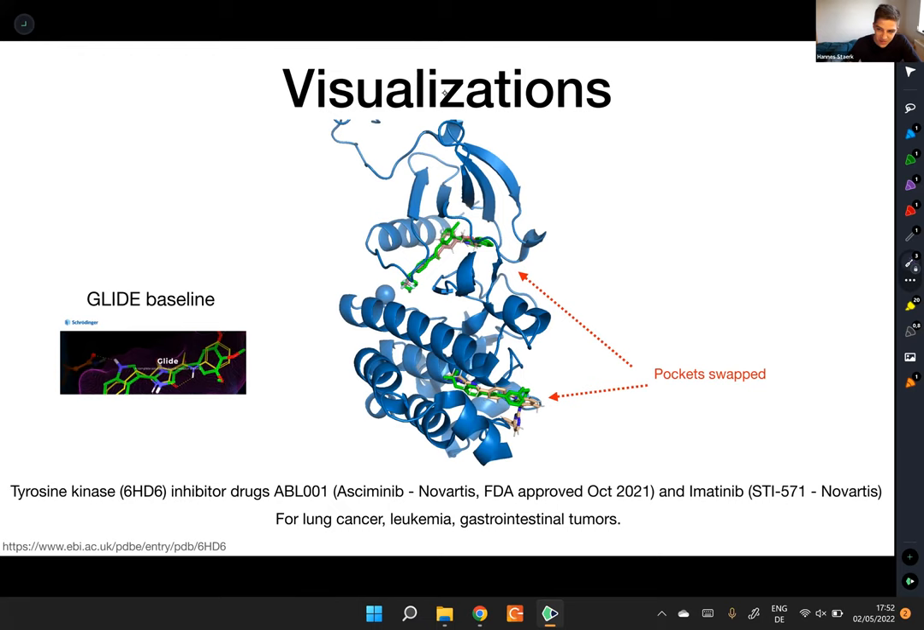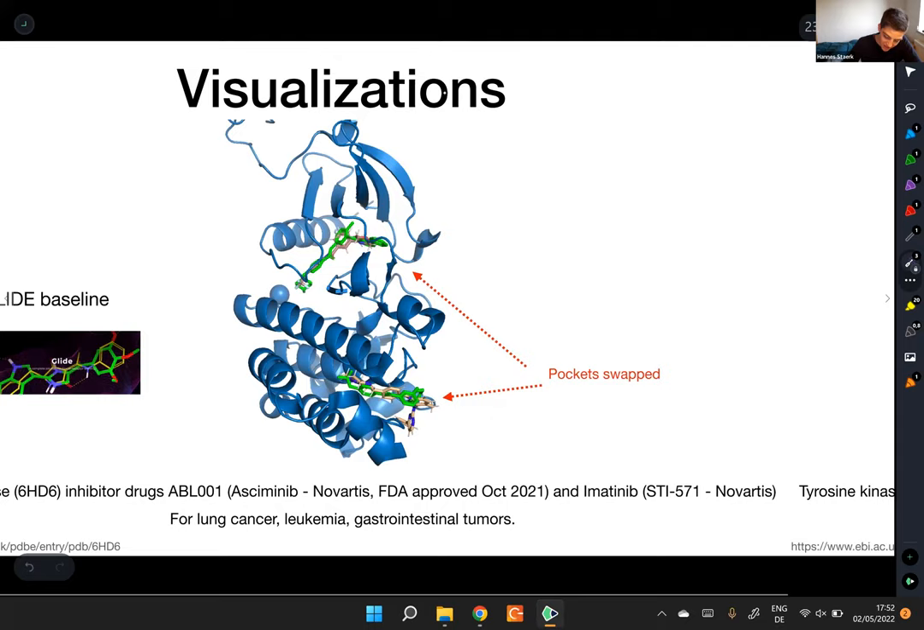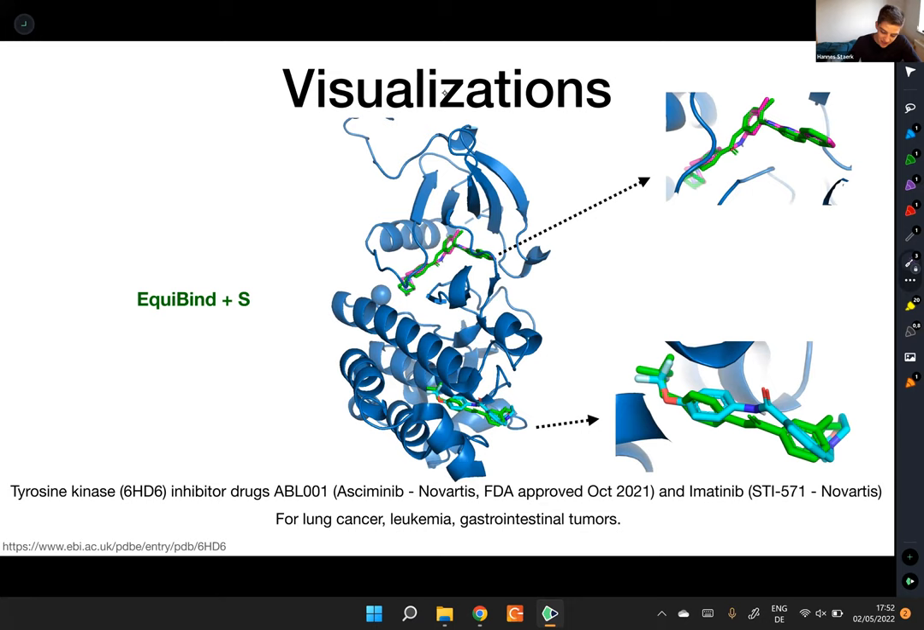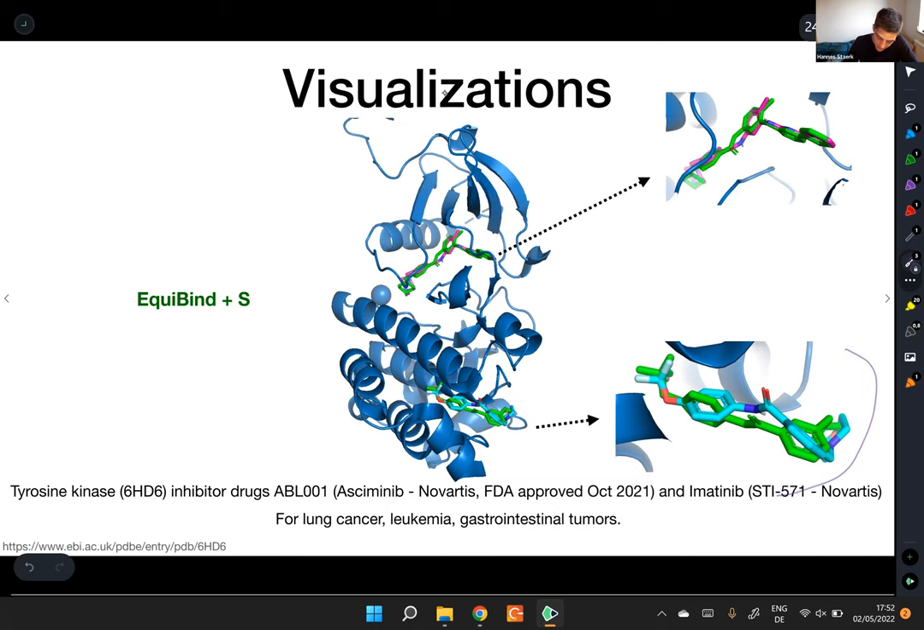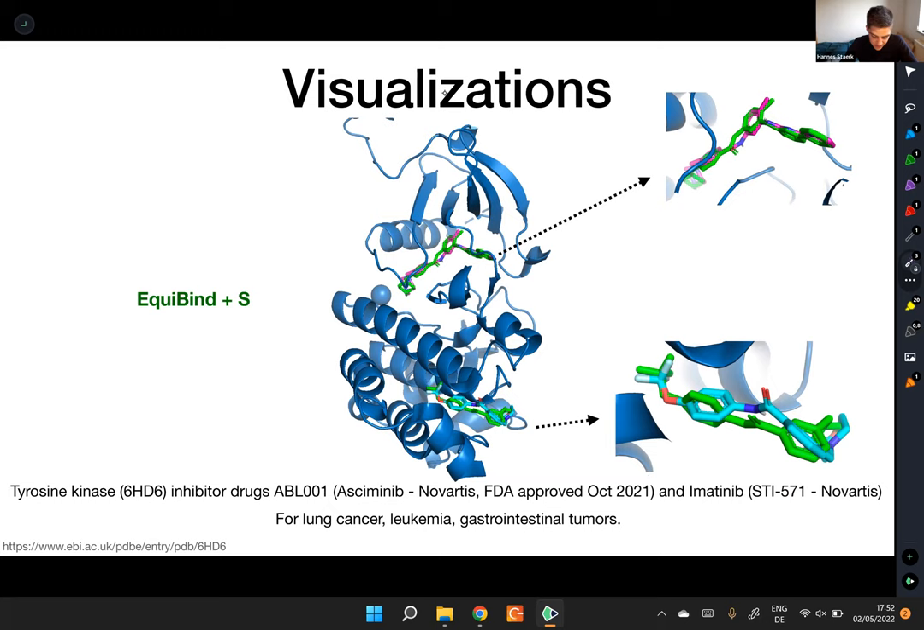Then we can look at EquiBind-S, or EquiBind with minor fine-tuning. There EquiBind is able to put the ligand in the correct approximate location, and then with minor fine-tuning we almost get the perfect conformation in the end. I don't want to forget to mention that these examples are not in the training data of the model. With this, I would be very happy to take any questions.